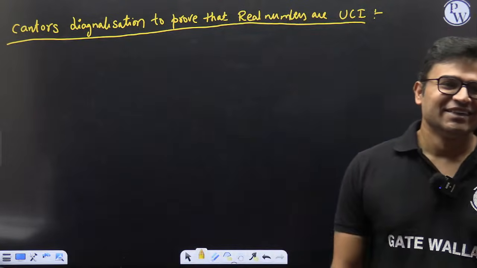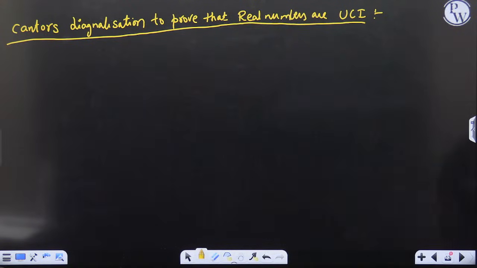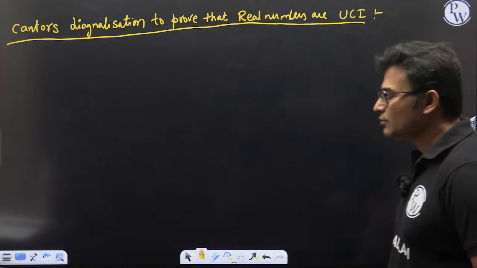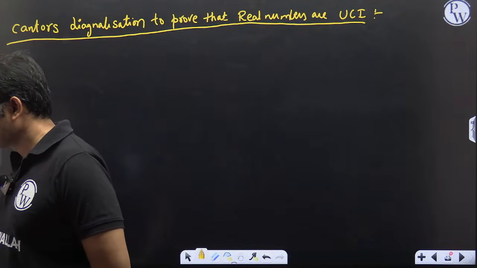Okay, tell me about this. Now how can we prove that real numbers are uncountably infinite? Think about it for 2-3 minutes.